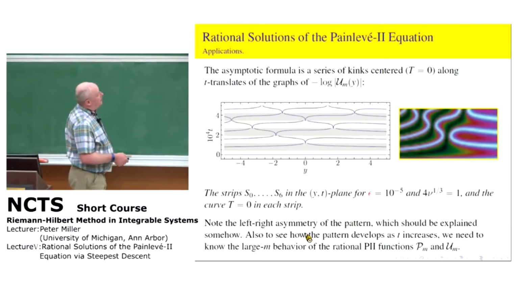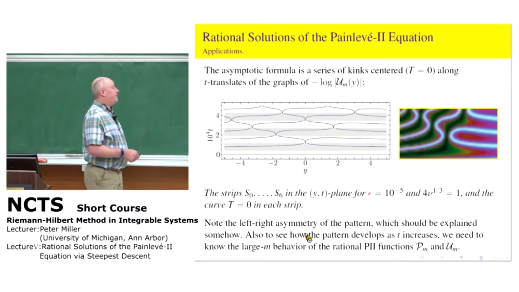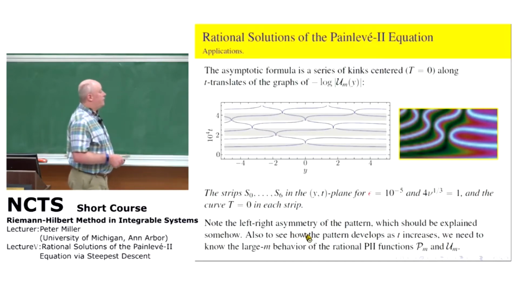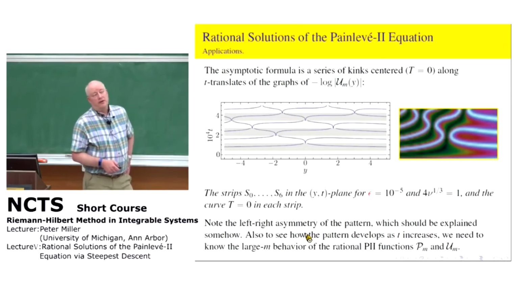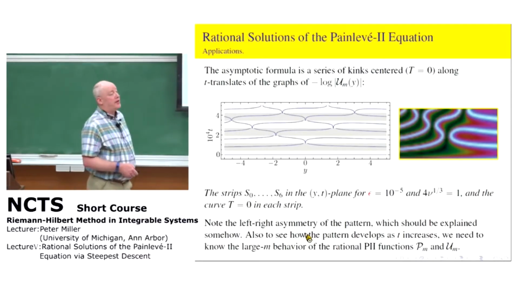So that's quite an interesting result. One thing you can observe here is that the pattern is not symmetrical left to right. It's obvious in this picture and also here, I think. That should somehow be explained, and we also want to understand how this pattern develops as time increases. That's the index m, so you've got to look at these functions u_m or the p_m functions for larger and larger values of m, and that's motivating an asymptotic study of these rational solutions of the Painlevé 2 equation.